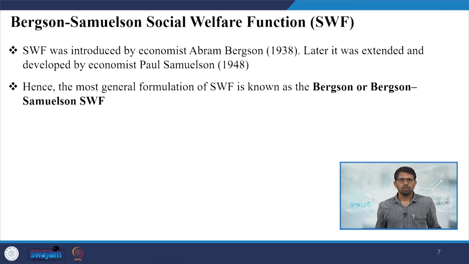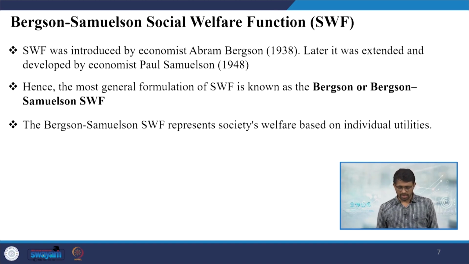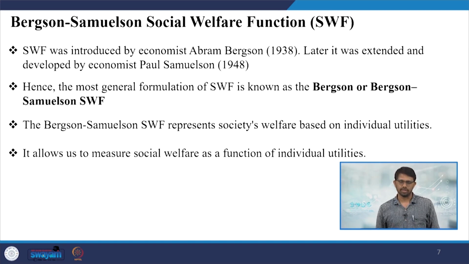Coming to the social welfare function through Bergson and Samuelson, this SWF was actually introduced by the economist Abraham Bergson in 1938. Later it was extended and also developed by the economist Paul Samuelson in 1948. Hence, the most general formulation of SWF is known as the Bergson or Bergson-Samuelson social welfare function. This represents society's welfare based on individual utilities.